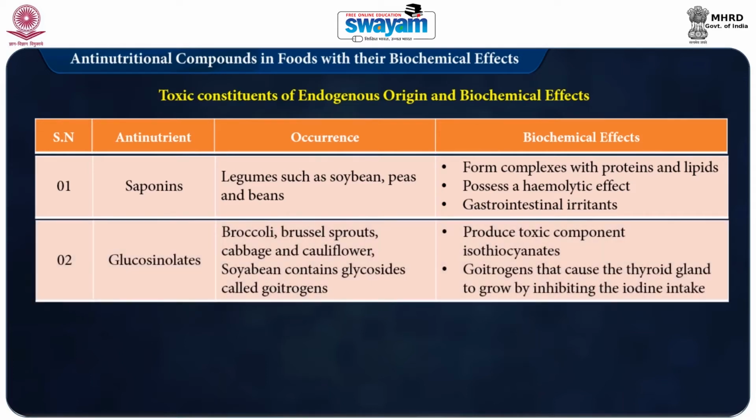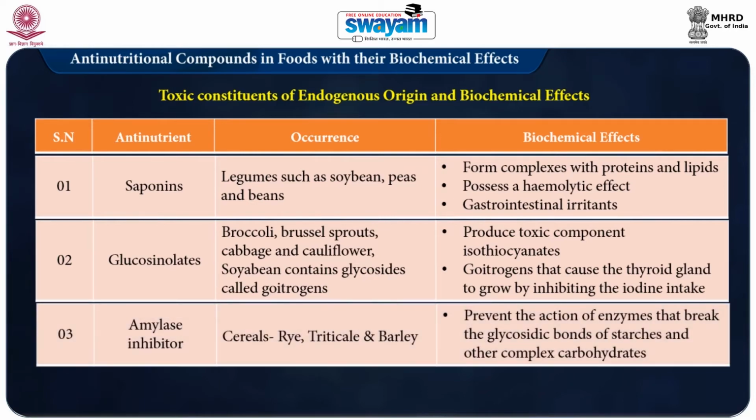Now, the anti-nutrient glucosinolates occurs in broccoli, Brussels sprouts, cabbage, cauliflower, and soya bean, and contains glycosides called goitrogens. The biochemical effects that are seen are they produce the toxic component isothiocyanates, and they also produce goitrogens that cause the thyroid gland to grow by inhibiting the iodine uptake.